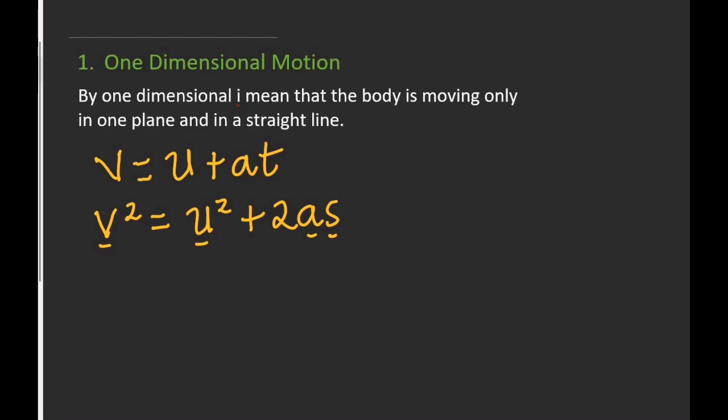All right. Now the next is S, which stands for distance, equal to UT. Remember I said earlier that the U stands for initial velocity, plus 1 over 2 AT squared. All right. Let's apply at least one of these formulas. Let's see how it works. But it's very important you learn how to use these formulas when it comes to calculating problems that has to do with one-dimensional motion.